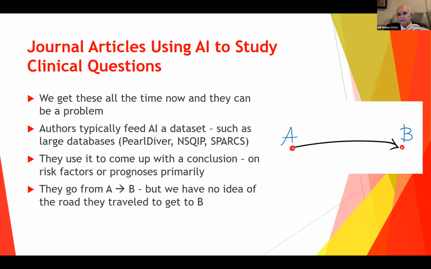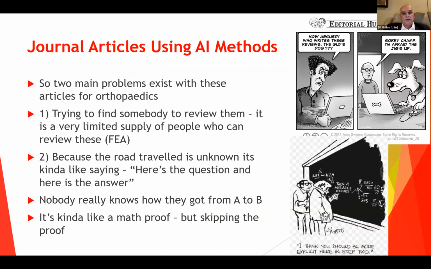But they also use registries. There are registries in a lot of European countries, in Australia, and the US now has them as well. And they use these to come up with a conclusion on either the risk factors or the prognosis. And they go from point A to point B, again a little bit like Laurent's cursor, but in a different use here. But we really have no idea how they traveled that road from A to B. And that leaves us with a lot of questions about it.